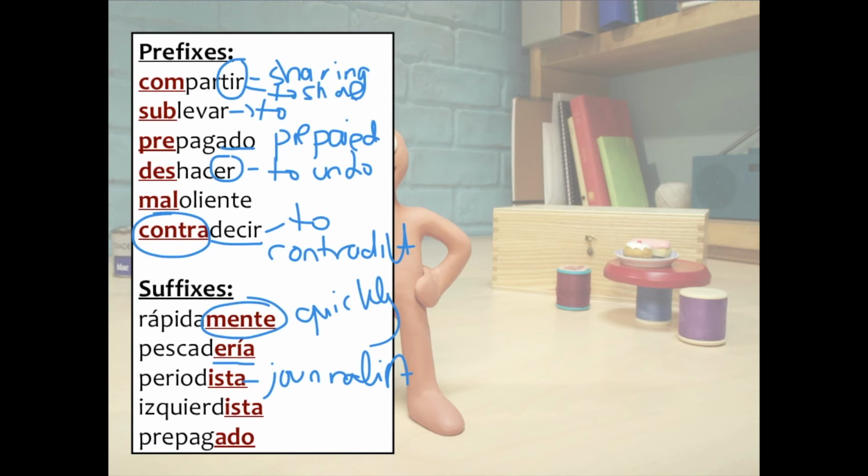And we've got the word izquierdista, so it's somebody of the left. So these are like left-wing supporters. Prepagado, we've already discussed, prepaid. So that's how morphology can help you unpick what words mean.